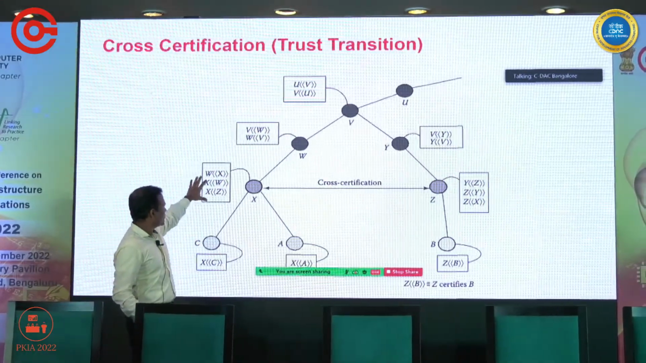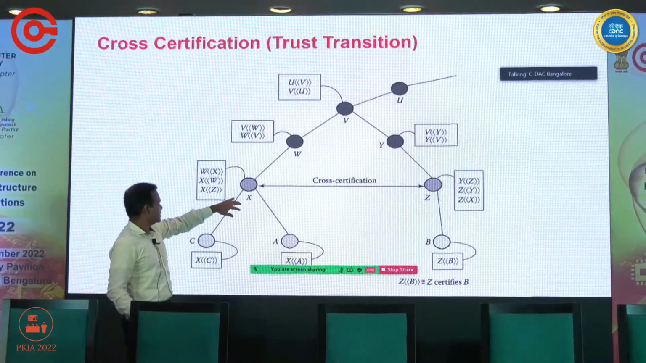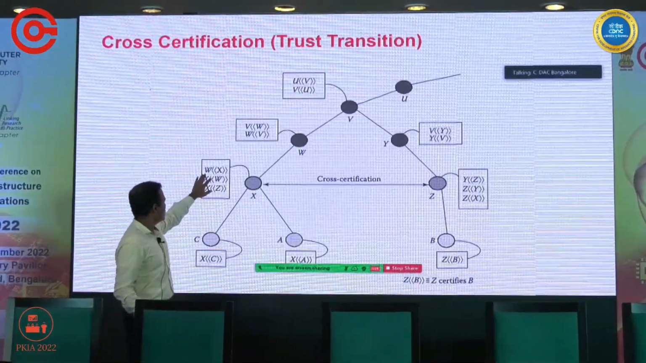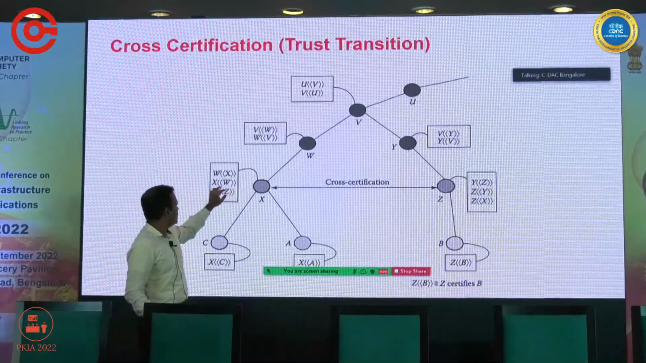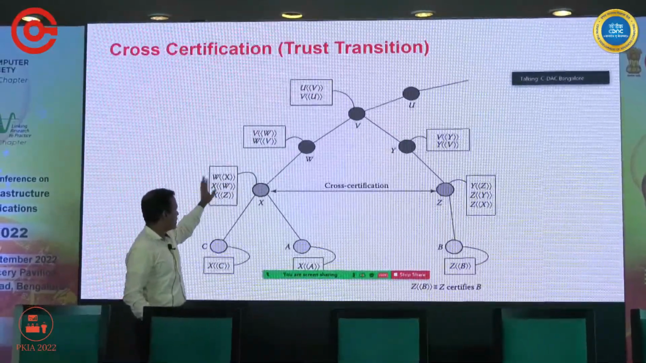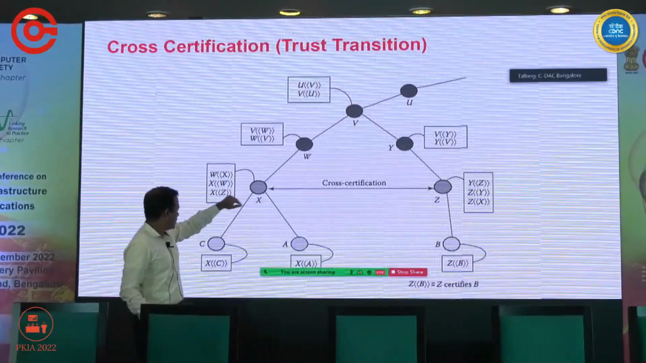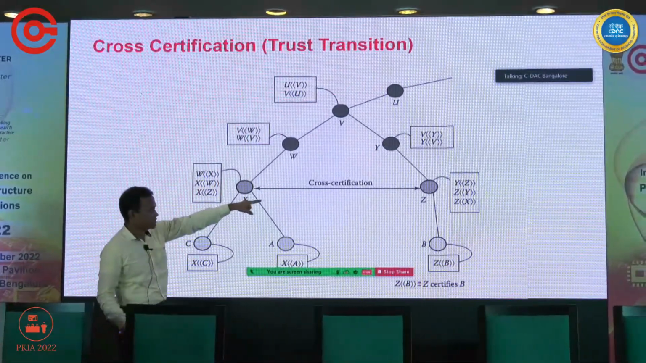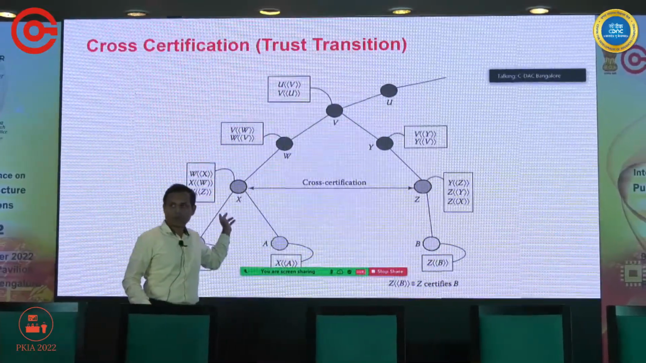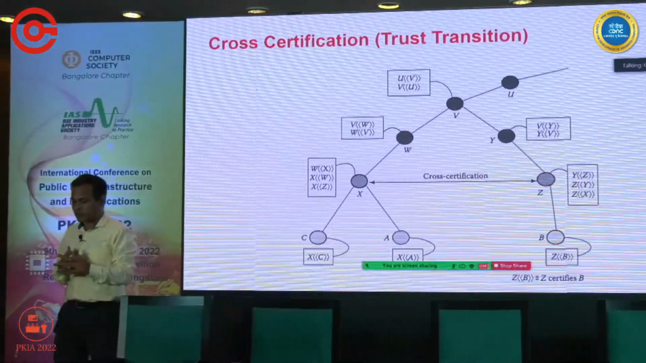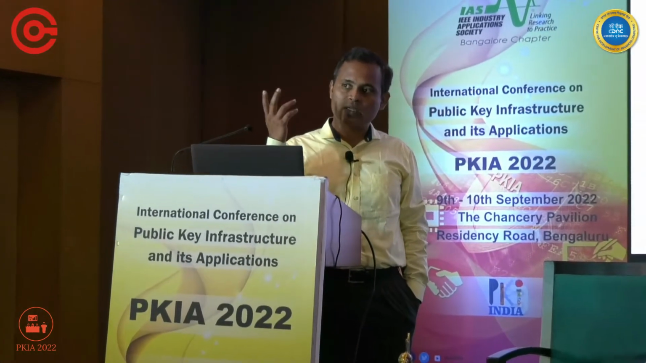Whereas in this cross certification example, X has been issued a certificate by its parent W, and similarly Y. X has issued a certificate to its parent, that's fine. And then X has issued a certificate to Z, which is another CA, and Z has issued a certificate to X. So these two CAs have issued certificates to each other, and this is called cross certification. This is happening in the background. We never open up and check what the chain looks like.